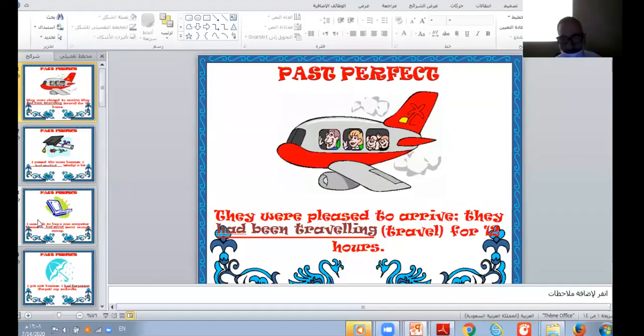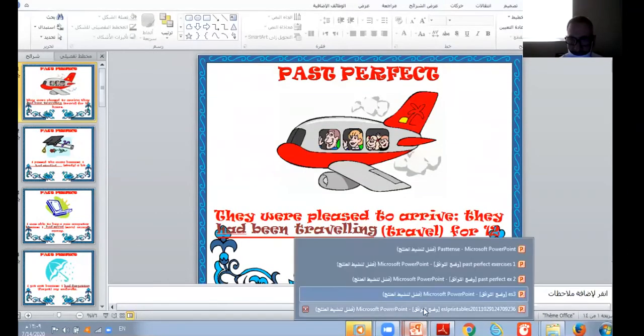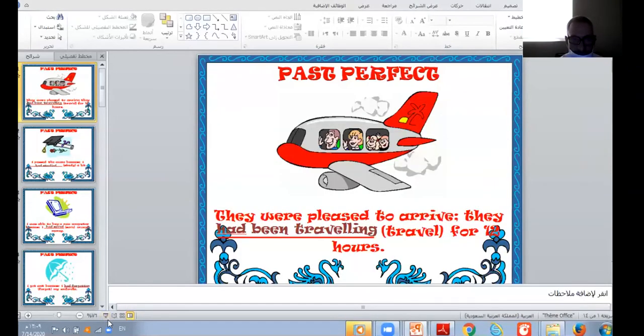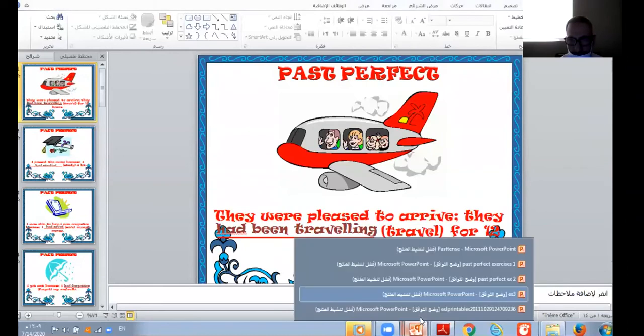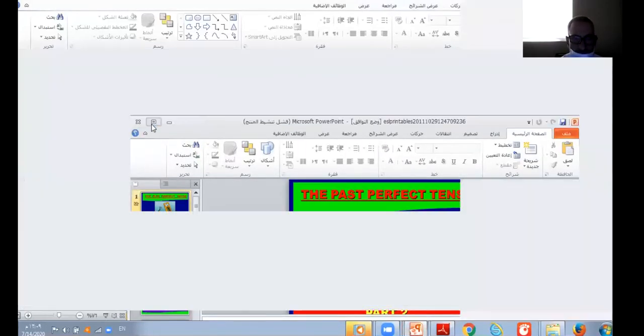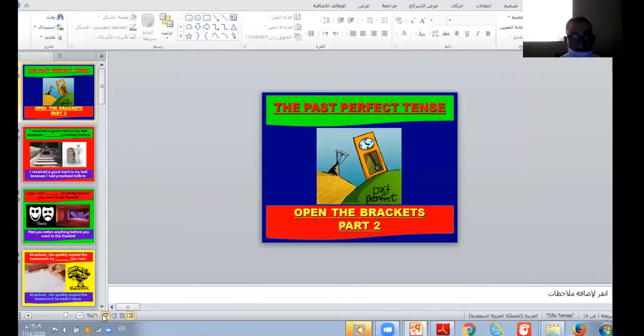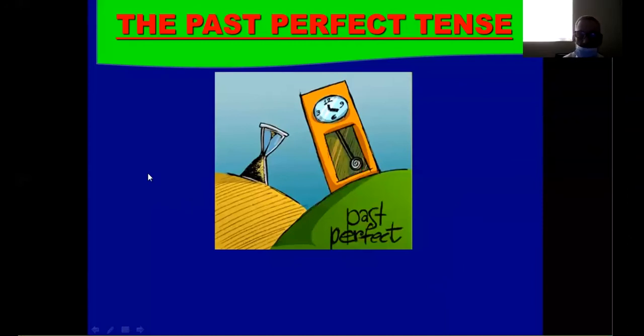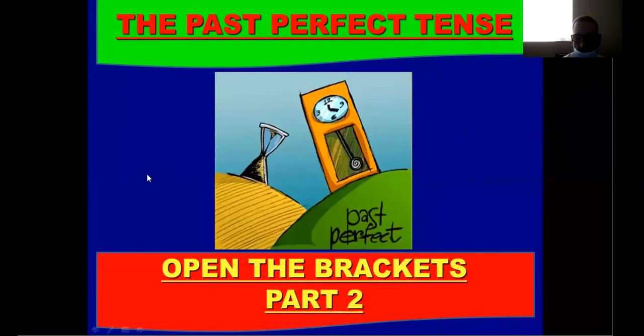Okay, I think now it's clear, and we have also more exercises that we have here. We can go also and see. This is the past perfect tense. Open the brackets part. Look here, we have fine pictures.